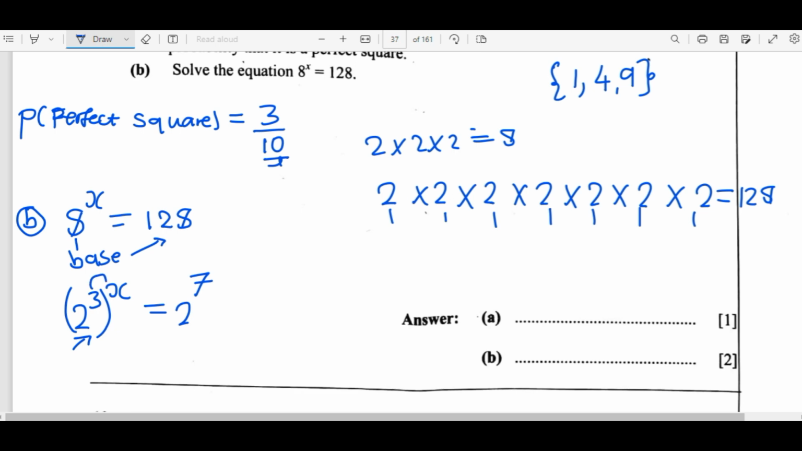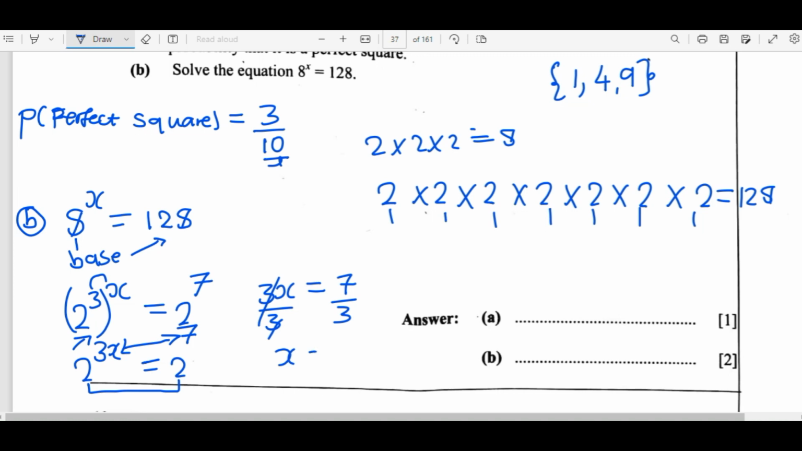Now after we have equal bases, we can now expand. So this is the same as 3 times x will give us 3x is equal to 2 raised to the power 7. So whenever the bases are equal, then the powers also must be equated to each other. So to find our final answer, we'll say 3x is equal to 7. We divide by 3, also here by 3. So x is equal to 7 over 3.